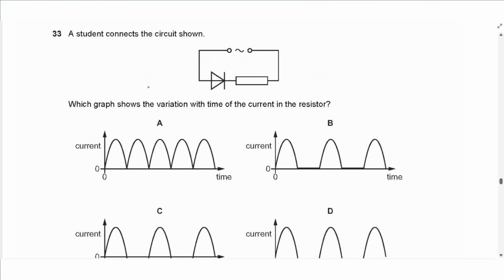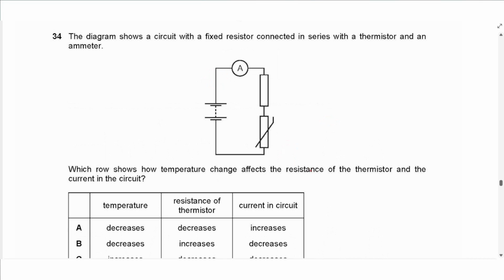Question 33 says a student connects the circuit shown. Which graph shows the variation with time of the current in the resistor? So we have one diode here, which causes half wave rectification. So we choose B, where the current flows in one direction, then it is 0 when the voltage is reversed, and then repeats.